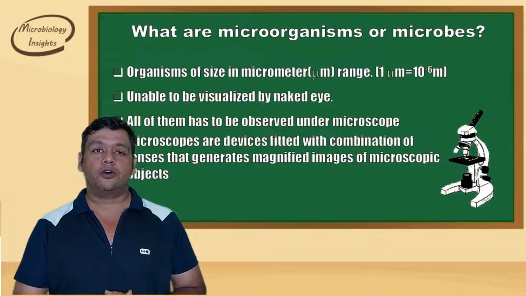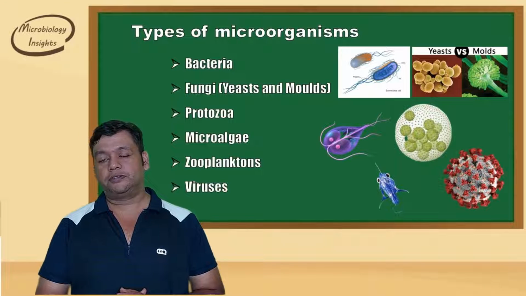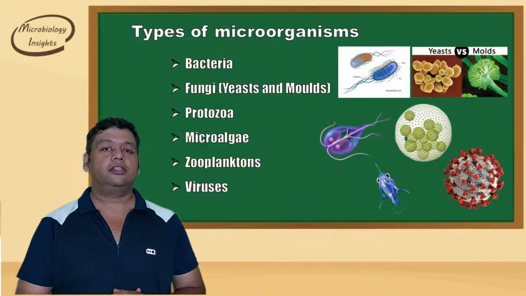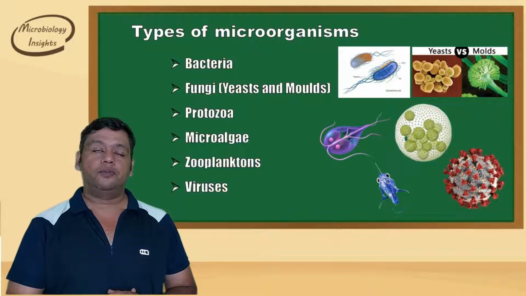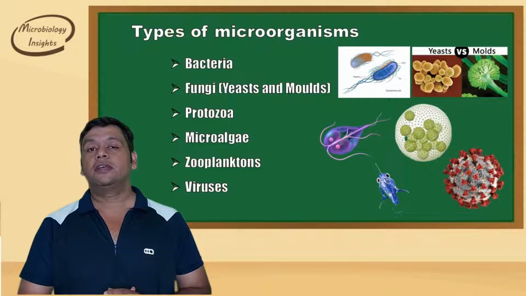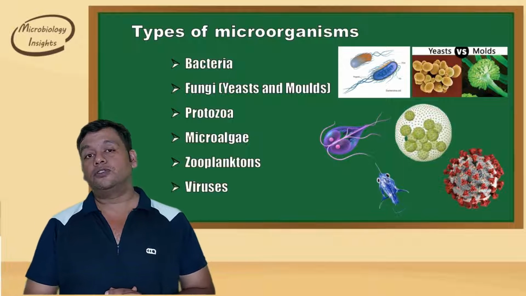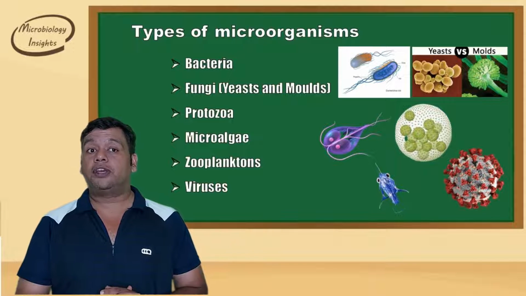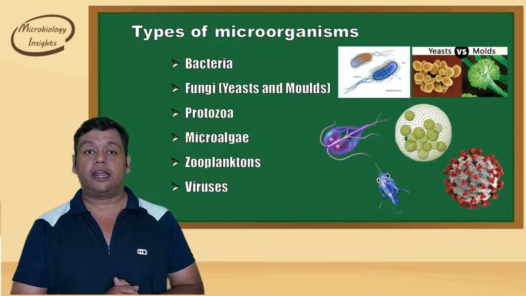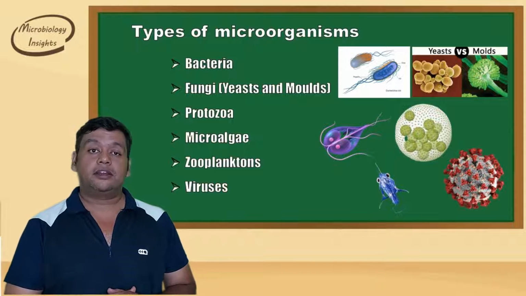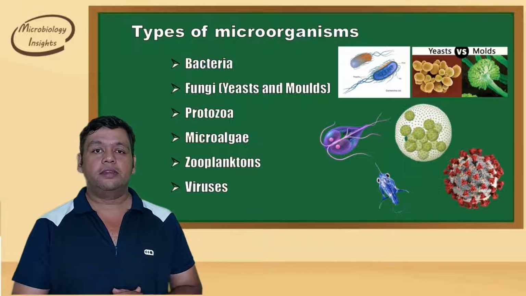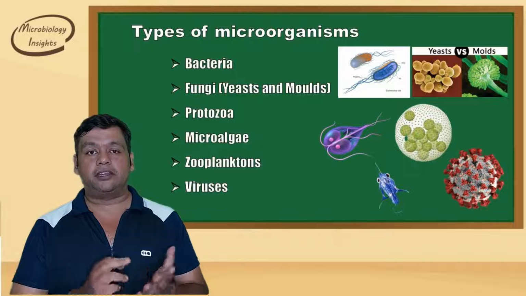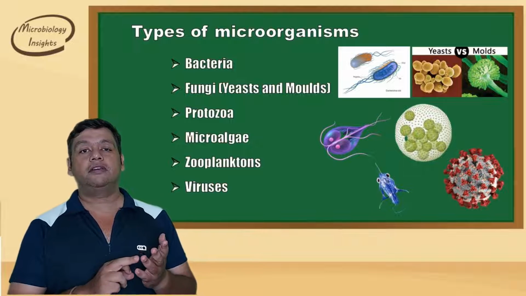So microbes or microorganisms are of different types. What are the types of microorganisms? Microbes include bacteria, and fungi, which are basically of two types: one is yeast and another is mold. They include microalgae, protozoa, and another group which we can't define as true organisms, but is a very important pathogenic agent, that is virus. So to summarize, what are the different types of microbes? Bacteria, fungi, protozoa, microalgae, virus.